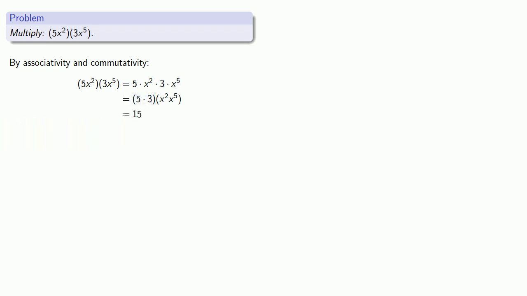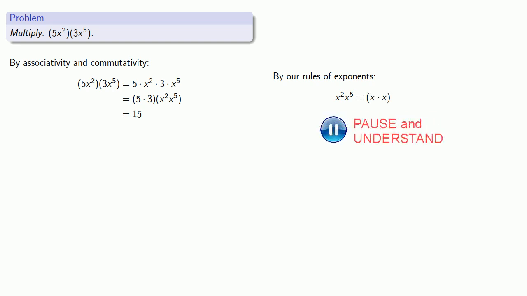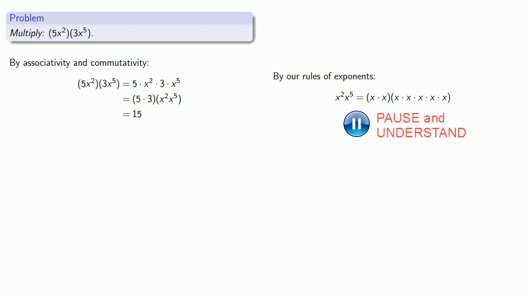X squared times x to the fifth, since those are exponents, we might consult our rules of exponents. And so here it's helpful to remember x to the second is the same as 2 factors of x multiplied together. It's x times x. Likewise, x to the fifth is the same as 5 factors of x multiplied together. It's x times x times x times x times x. Again, associativity means that we can group all of these factors together.